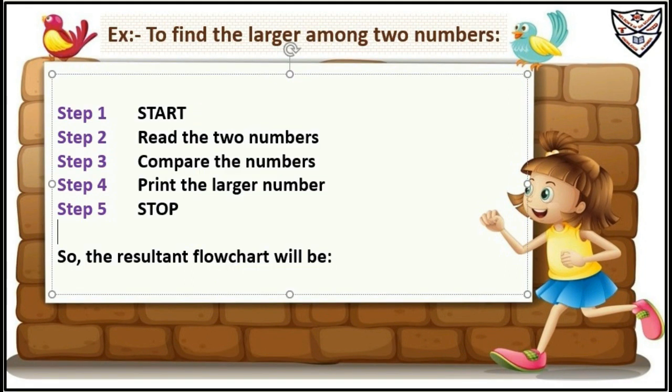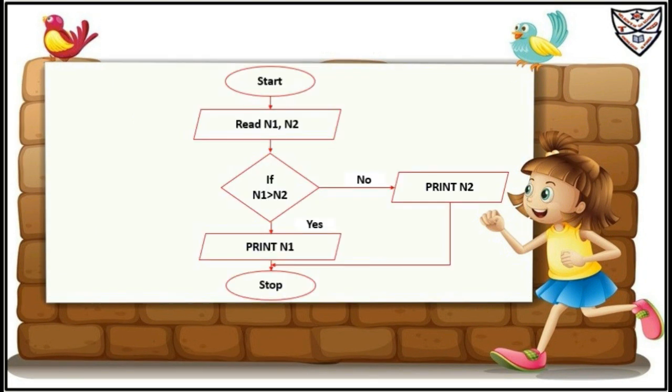Let's take some other examples of the flowchart. To find the larger among two numbers. Step 1, start. Step 2, read the two numbers. Step 3, compare the numbers. Step 4, print the larger number. Step 5, stop. Now the diagram will be: start, read n1 and n2. If n1 is greater than n2, then print n1 and stop. If n1 is not greater than n2, then no, print n2, then it will go to stop.